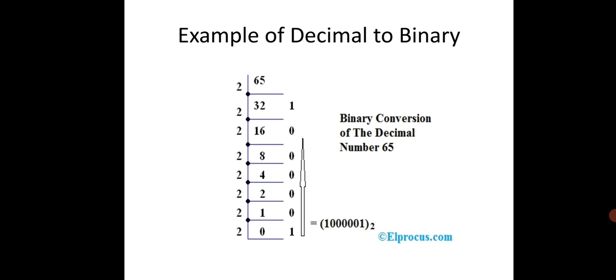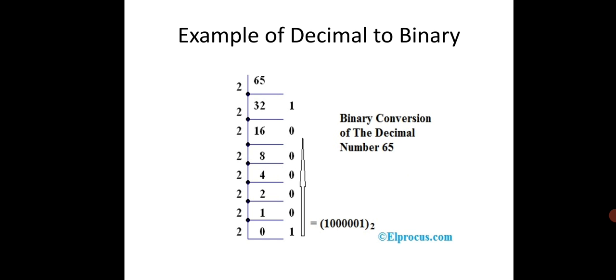So 65 divided by 2 is 32, remainder is 1. 32 divided by 2 is 16, and as it is divisible, you write the remainder as 0. If a remainder of 1 is left, you write it at the left hand side. So 16 divided by 2 is 8, write down remainder as 0. 8 divided by 2 is 4, remainder 0.